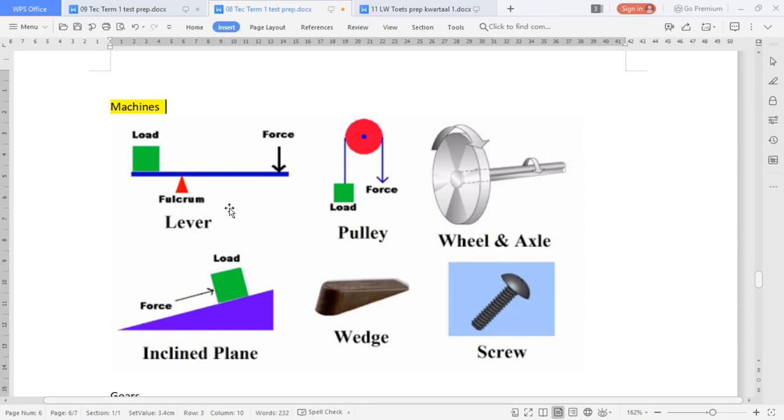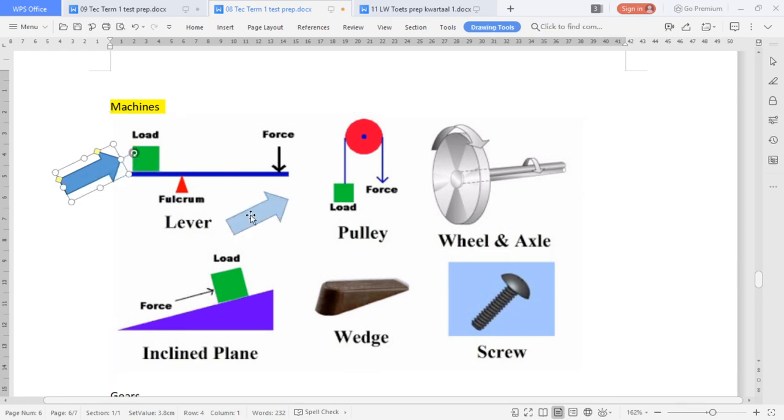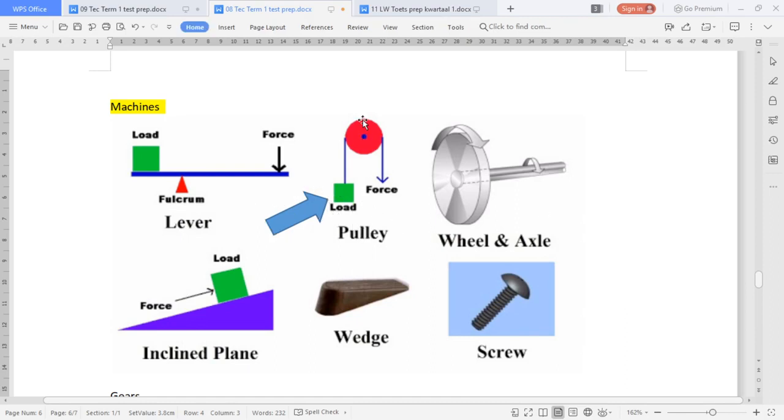So this first one we have over here is a lever. Levers make it easier to carry a load. So if we have a load over here, the lever makes it easier to carry this load. Same with a pulley. If we're trying to lift something up, we've got a load over here and we pull down. So this pulley helps us pull the load up.